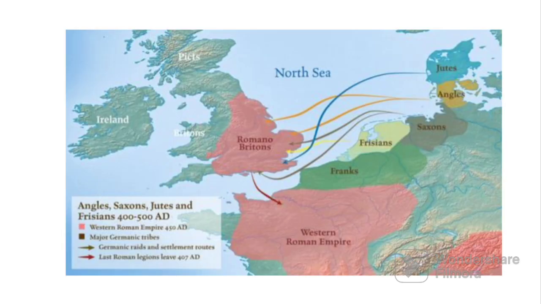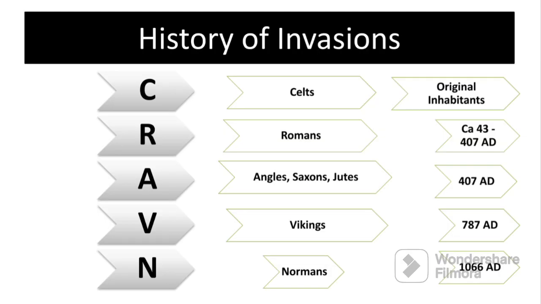This is the map of Europe. So this is the history of invasions. You can remember it by this particular name, CRAV and Craven. First, there were Celts, Celtic people who were the original inhabitants of the place. Second, there were Romans who came there around 43 BC or 55 BC.